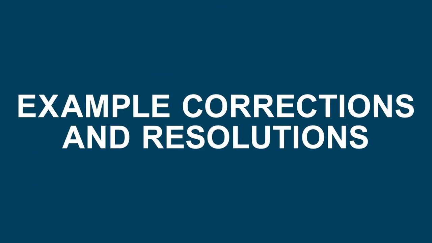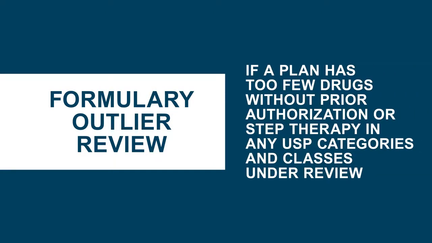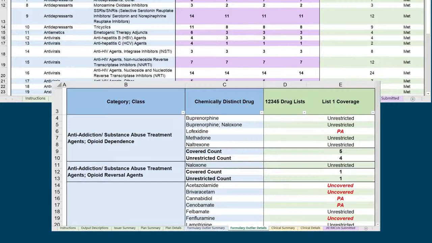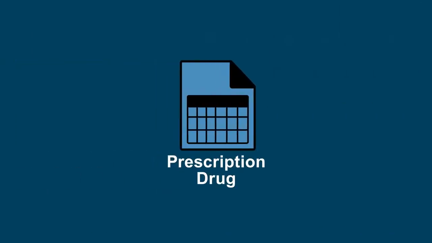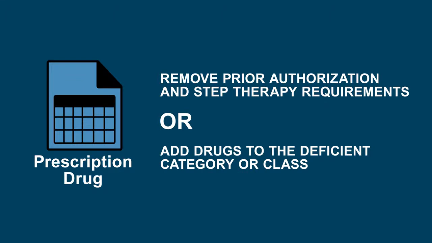Now let's review examples of possible corrections you may receive and how issuers can resolve them. During the Formulary Outlier review, you might receive a correction if a plan has too few drugs without prior authorization or step therapy in any USP categories and classes under review. This correction will be outlined in the Formulary Outlier Summary and the Formulary Outlier Details tabs. To address this correction, issuers may modify their prescription drug template to remove prior authorization and step therapy requirements from the identified list of drugs, or add drugs without restriction to the deficient category or class.